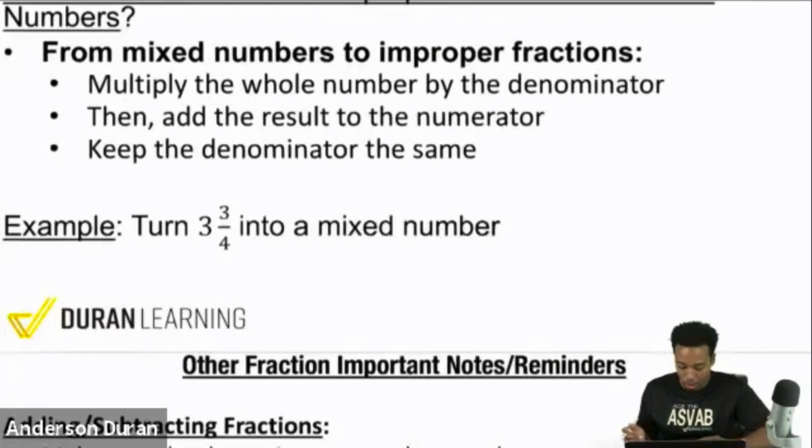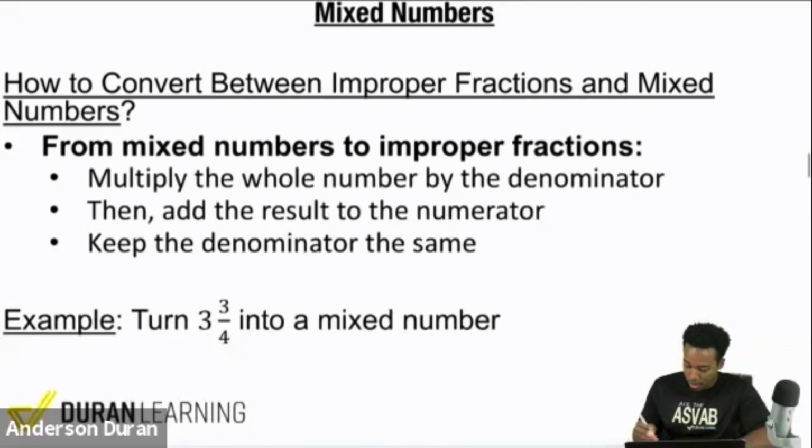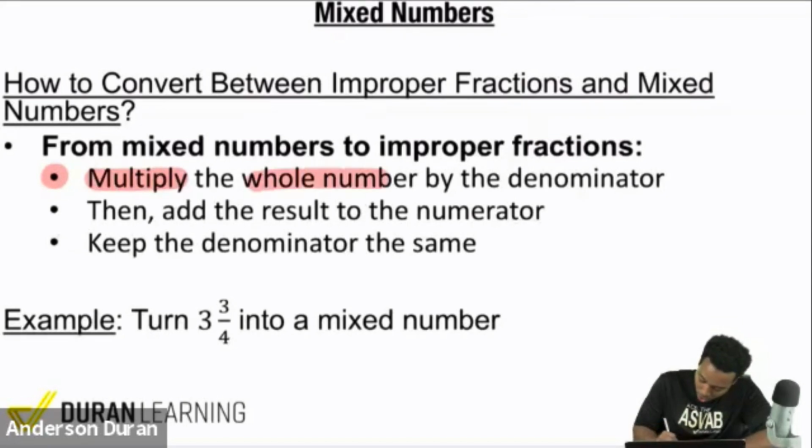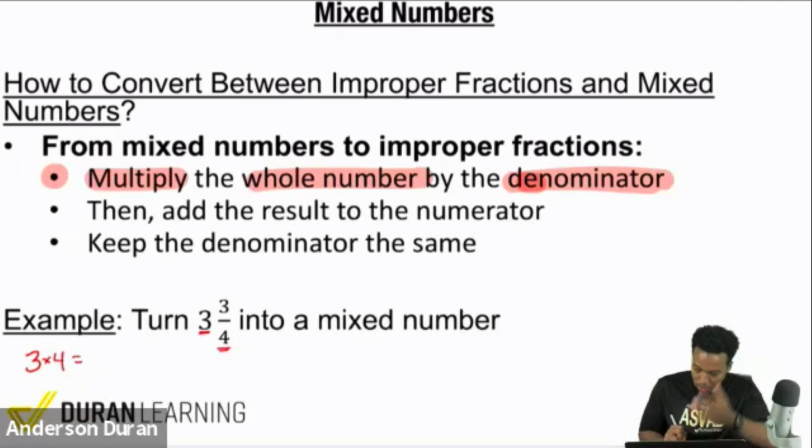And so let's go ahead and check this out, my party people. Let me make it a little bigger so that we can still see the notes. Looking at this first step, multiply the whole number by the denominator. So we're going to take 3 multiplied by 4. That's going to clearly give us what? Everybody help me out. That's going to give us 12.